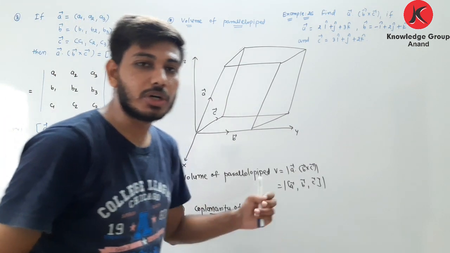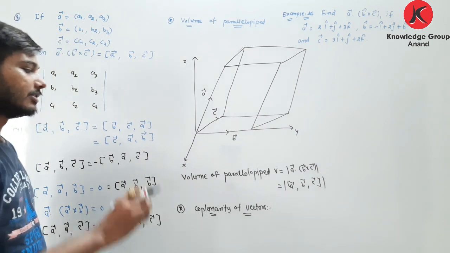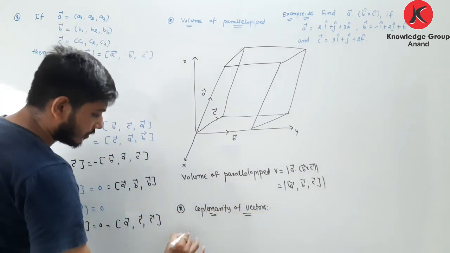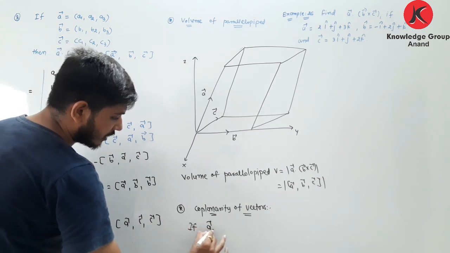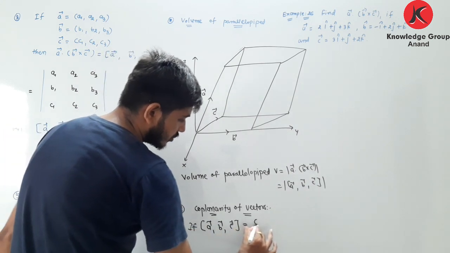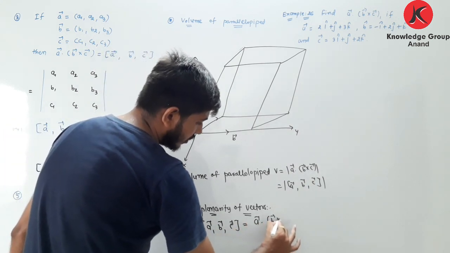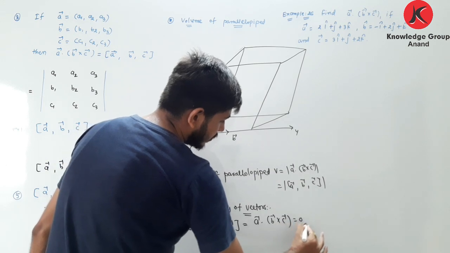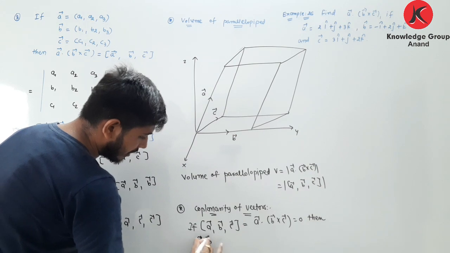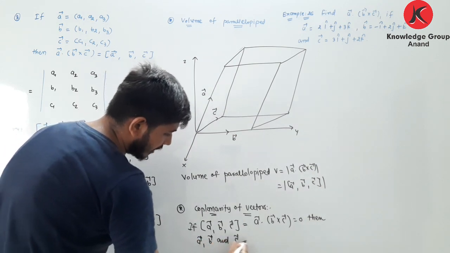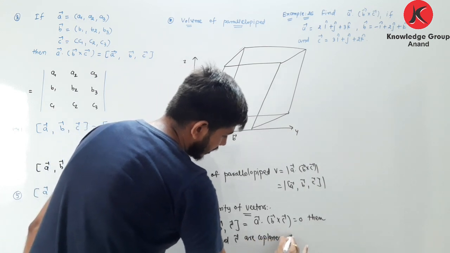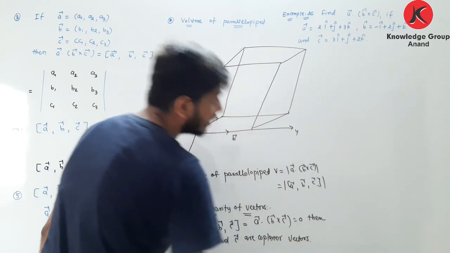છે એવું પ્રૂવ કરવું હોય, they are coplanar, then we have to prove that their box product equals to 0. So if box product of A bar, B bar and C bar, which is also equals to A bar dot B bar cross C bar, which is equals to 0, then we can say that vector A bar, B bar and vector C bar are coplanar vectors.